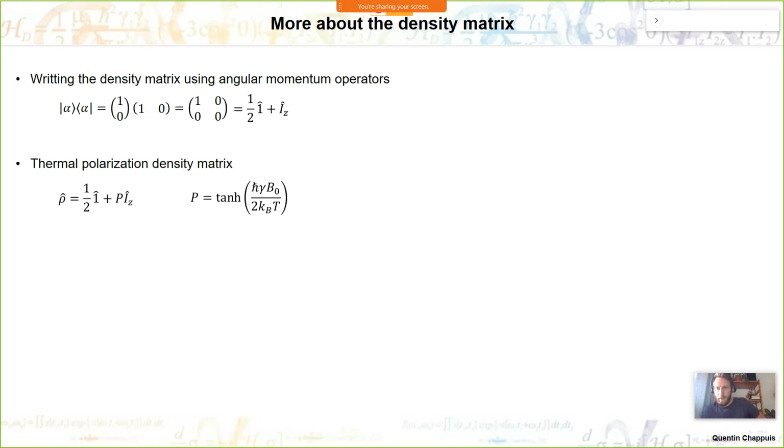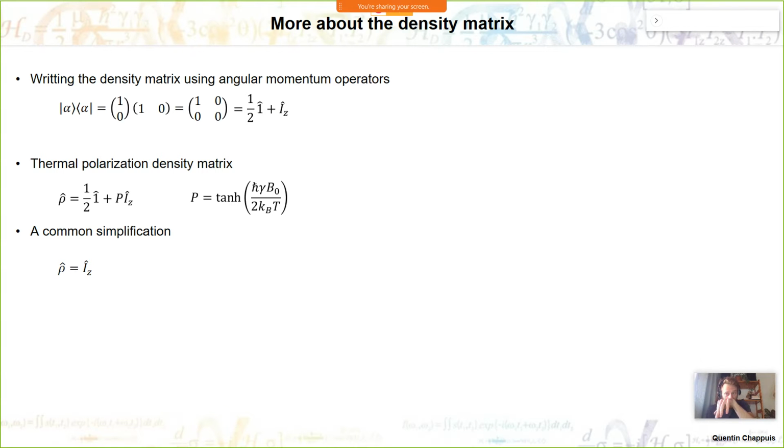And more generally, if you write the density matrix as a function of the polarization of the spin along Z, here is the form that you get. And the polarization is defined here. That depends on the field, the temperature, and the gyromagnetic ratio of the spin.